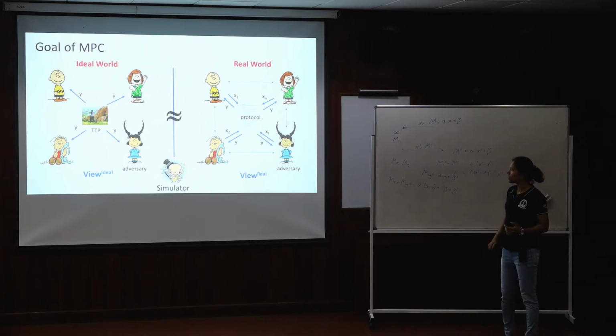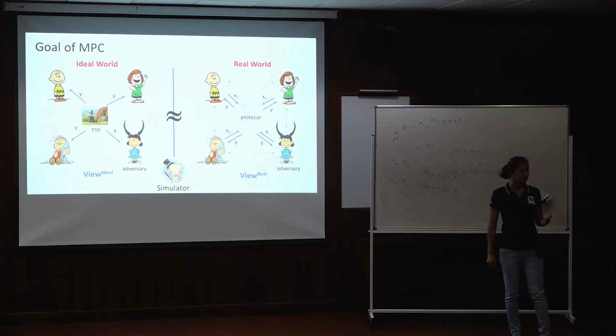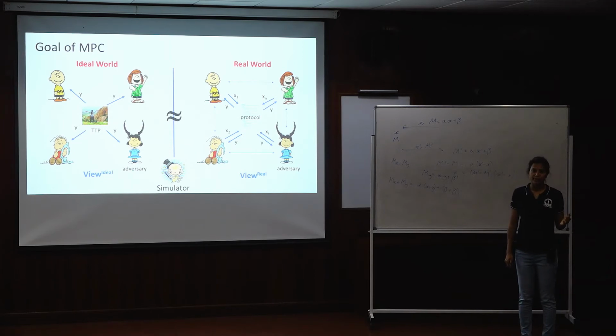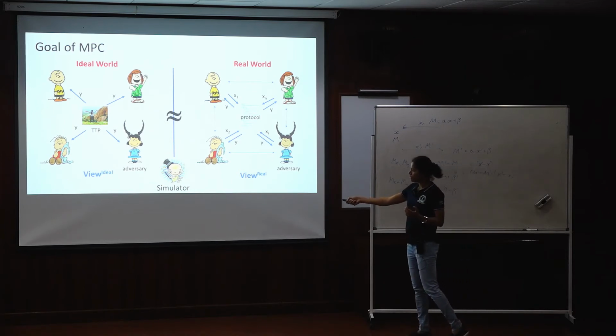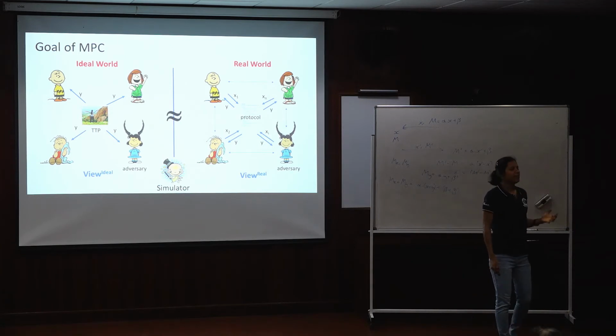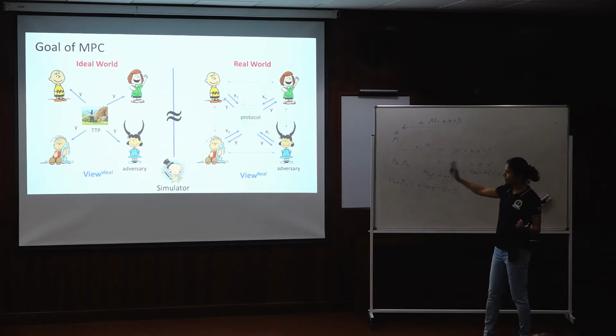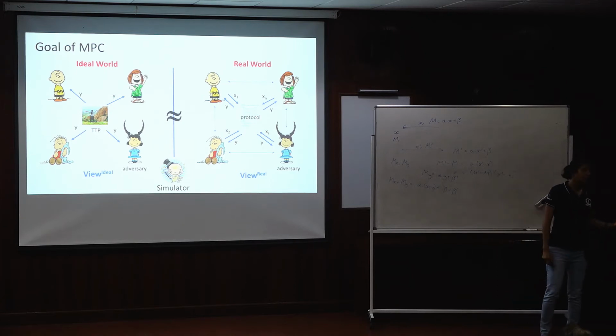To be more specific, if you are able to design a simulator, a magic algorithm that can start with the view ideal and can generate the view real, then we will say that our protocol is fine. So we start with a view ideal, which is what ideally an adversary should learn, and from there, if there is an algorithm that can take that and spit out the view real, which the adversary is supposed to see in the real world, then we say that our protocol is secure.